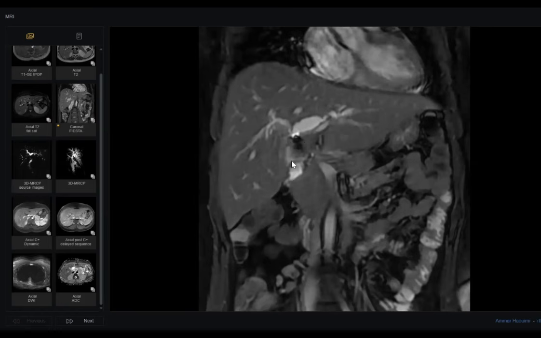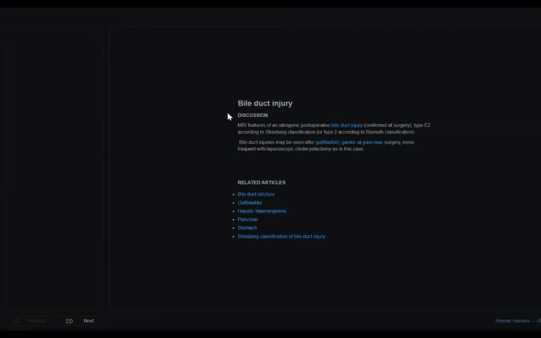Okay. Yes, sir. He wanted to close the cystic artery, but he falsely ligated the common hepatic duct. So what is this? The clip, sir. Yes. So what's your diagnosis? Iatrogenic postoperative biliary duct ligation or injury.